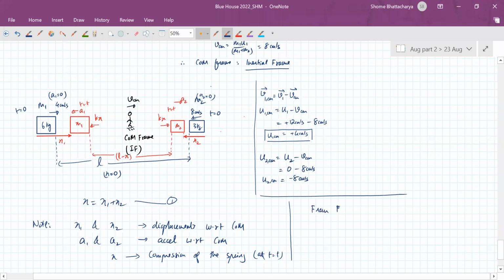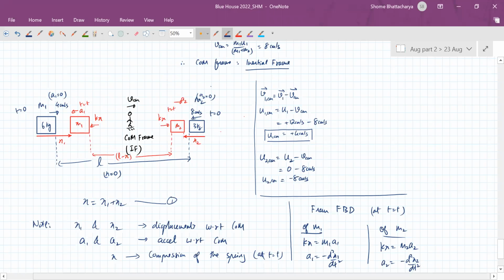So from the FBD at time t of block M1, what we see is that Kx is equal to M1 A1, and A1 is minus d2x1 by dt square. And from the FBD of block M2, we see that Kx is equal to M2 A2, and A2 is equal to minus d2x2 by dt square. So we've not got the equation of SHM yet, because you can see that A1 and A2 are related with x. They're not related with x1 and x2. That is where we'll have to use the center of mass concept and the constraint relation number 1 that we've written. So this is like a constraint relation that the net compression of the spring is the sum of their displacements. This is our first dynamical equation, F is equal to ma type equation. This is our second dynamical equation.